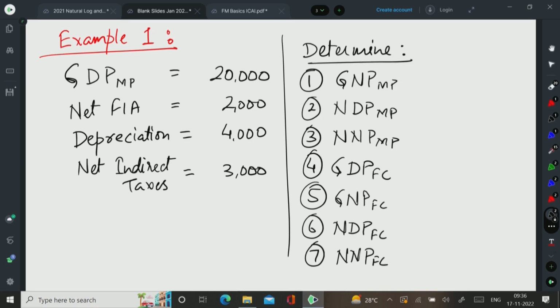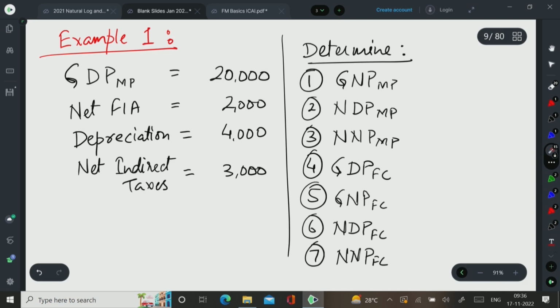Alright friends, I have given you enough time to try out these calculations. So let us look into how you would have approached this and what should be your answers. So the first thing that we want is to arrive at GNP at market price, correct? GNP at market price. So we know GDP at market price, and that is 20,000, and we want to arrive at GNP at market price.